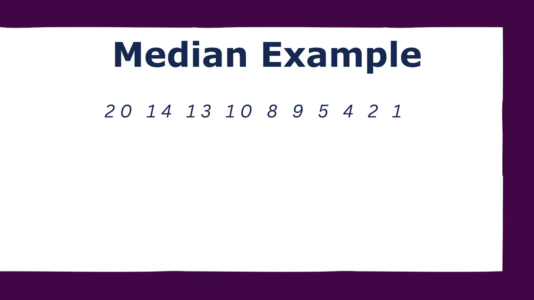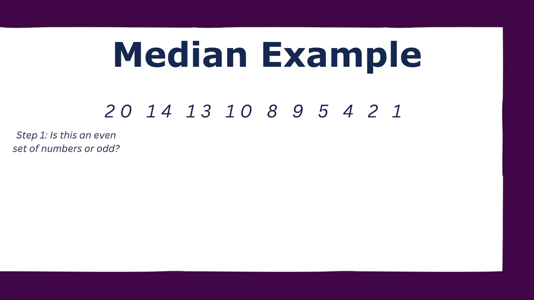So doing our example, I have 20, 14, 13, 10, 8, 9, 5, 4, 2, 1. Now my first step, I'm going to determine if this is an even data set or an odd data set. And I see 10 values here, so that's telling me this is an even data set.